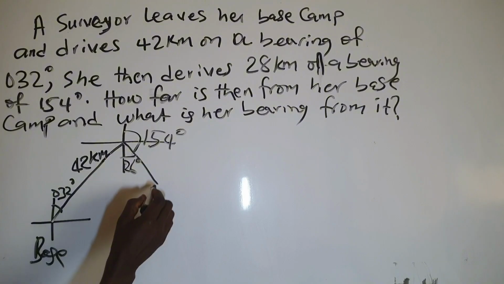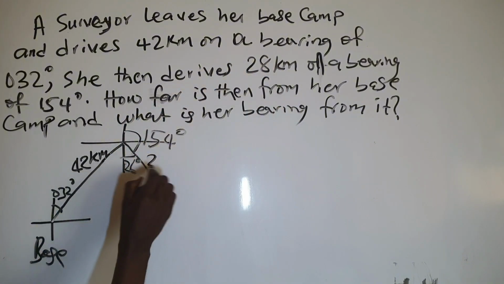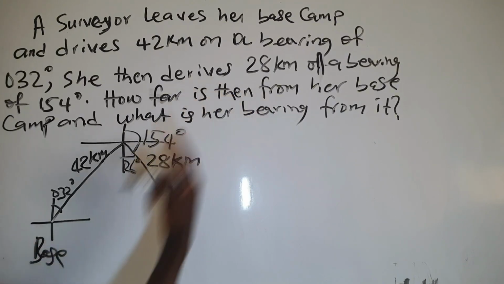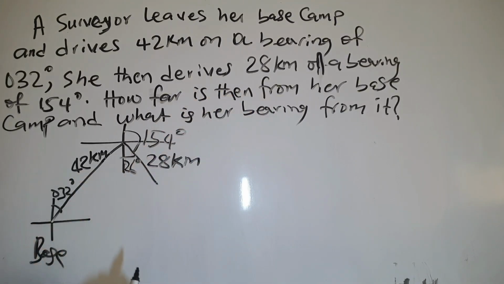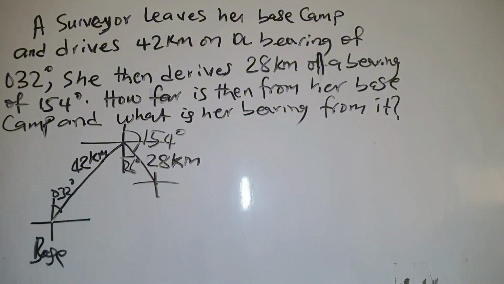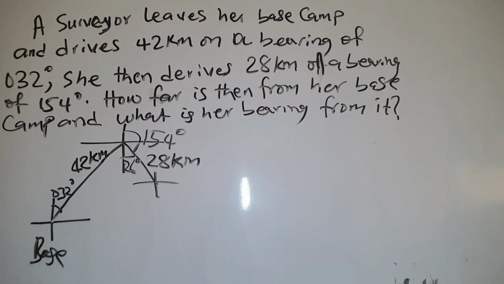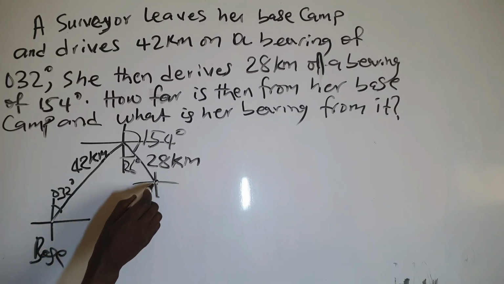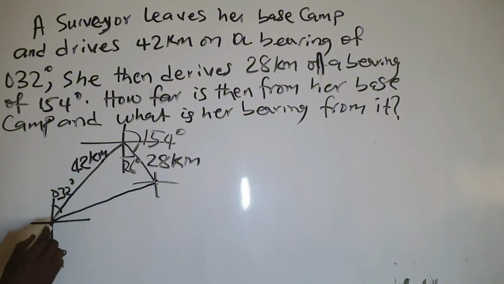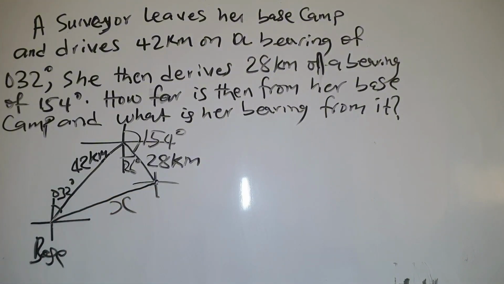So this person now traveled 28 kilometers in this second journey and stops, okay? Now stops at this place. Now the question is asking us, how far is the lady from her base camp? How far? This is where she has stopped. How far is she from her base point? From here to here, how far? So let us name it X, okay?